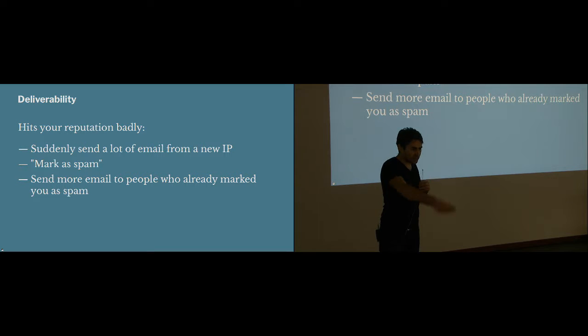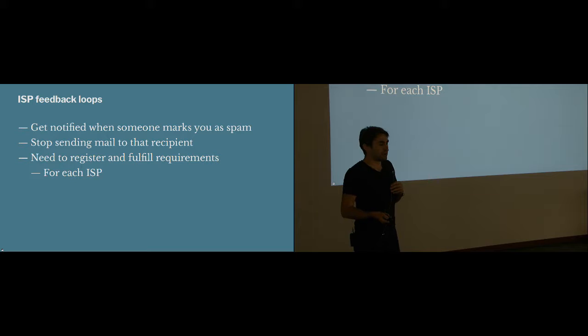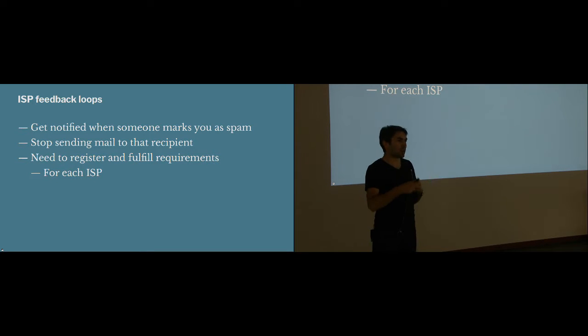So looking at this, it kind of implies that you can tell when somebody marks you as spam. And indeed you can. There's something called an ISP feedback loop, which lets you get notified every time that somebody marks an email that you sent as spam. And you get the recipient's address, you get exactly which email you sent was marked as spam, you get all of that information. When you get a complaint like that, you basically have to stop sending email to that recipient, or you would get your reputation hit.